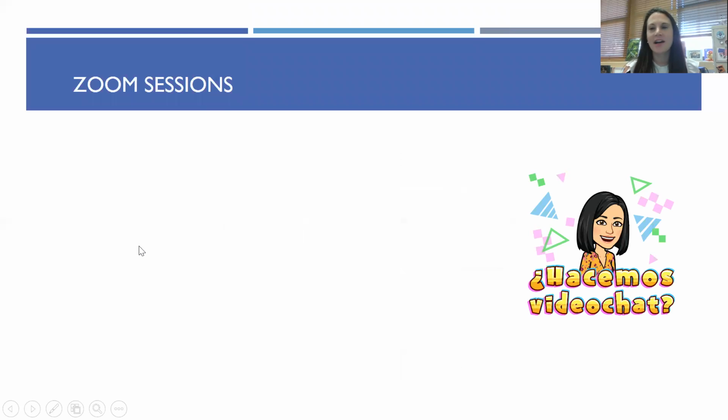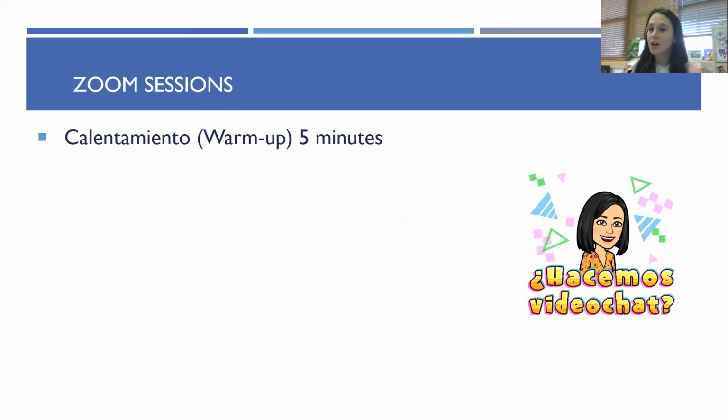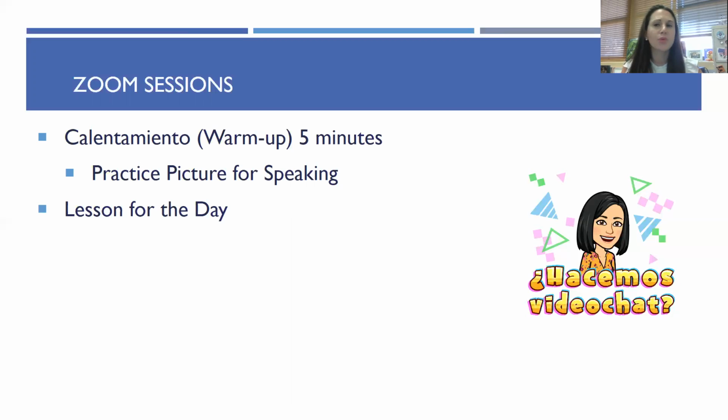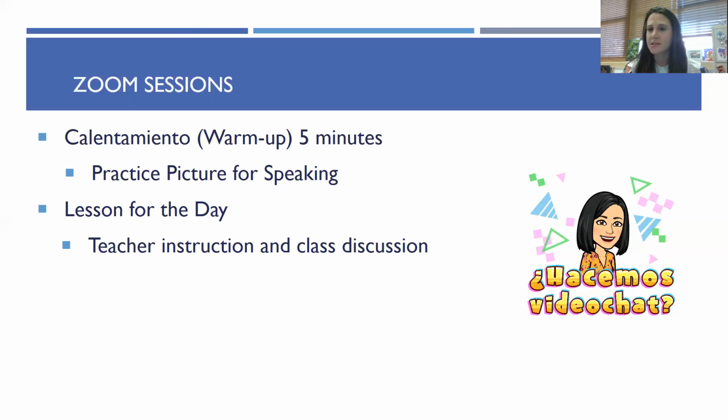So what does a Zoom class look like for me? When the students are coming in and I'm taking attendance, they have a warm-up that they can see. That usually is something quick that will take them 5 minutes, and we'll go over that in class. Usually on the first day of the week, whether it's Monday or Tuesday, I see them, it's a practice picture because their speaking assessments require them to be able to describe a picture and connect it to the topic we're talking about in class. Then the lesson of the day will usually be me leading instruction or class discussion with various activities embedded for them to do that are really quick that they might just do on a piece of paper.